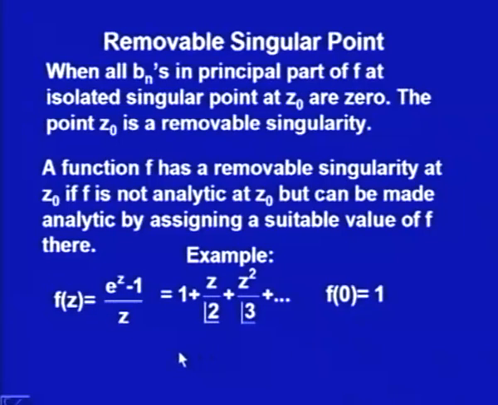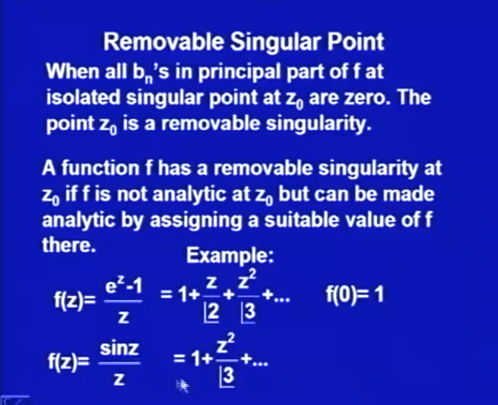One more similar example is sin z upon z. Again z equal to 0 is an isolated singular point for this function. But let us see what f is at 0. At 0, sin 0 is 0, so it is again 0 by 0, an indefinite form. Now let us again write the Maclaurin's expansion for sin z. It is simply z plus z cube by factorial 3 plus z to the power 5 by factorial 5 and so on.